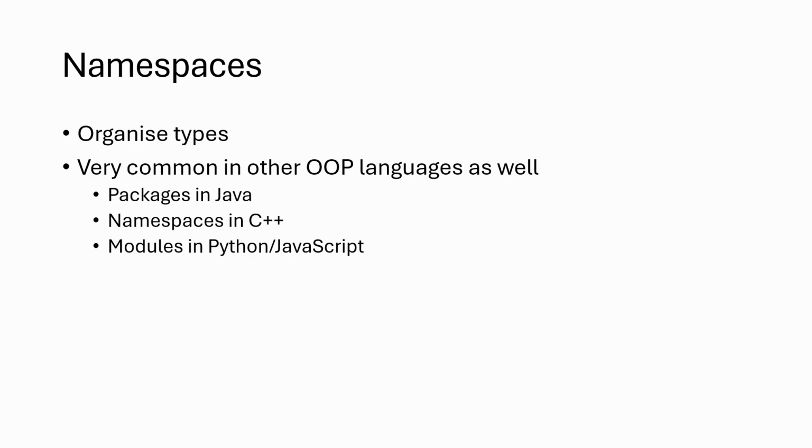It's also very common in other languages that support object-oriented programming. For example, you have packages in Java. You also have namespaces in C++, it's the same name. And you also have modules in Python and JavaScript. So these are ways that you can group types that potentially have a similar functionality or a similar set of features together, and C# calls them namespaces.